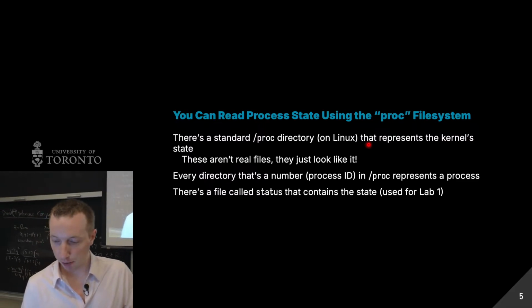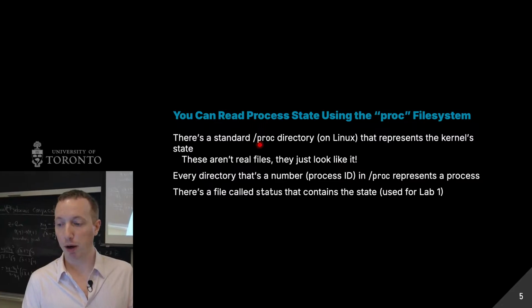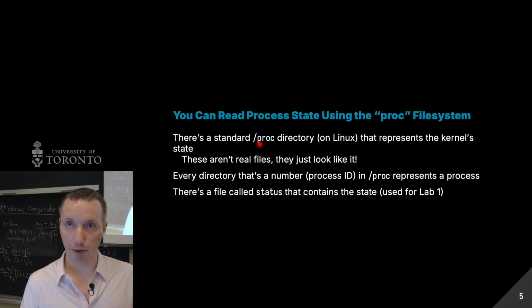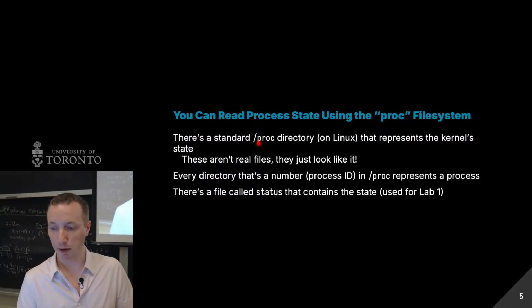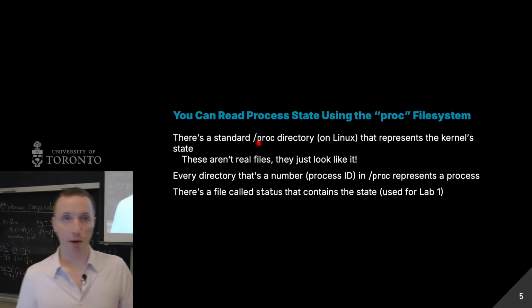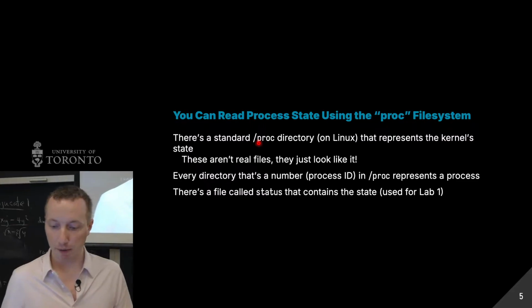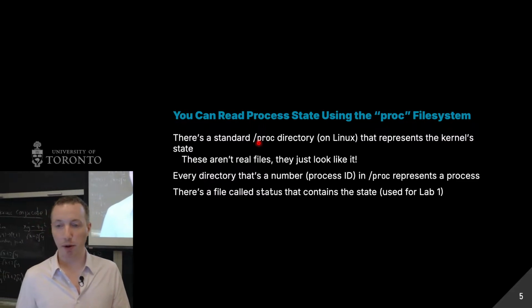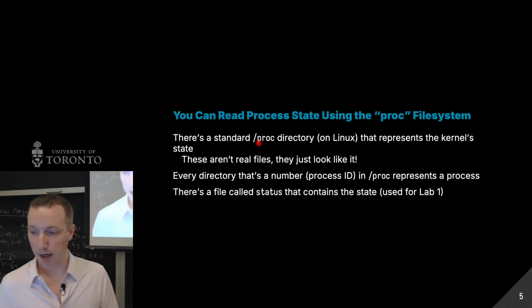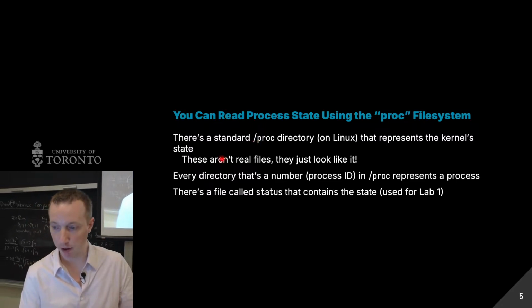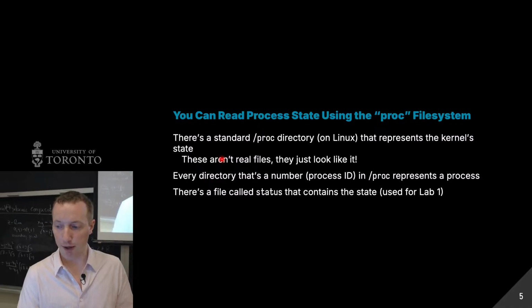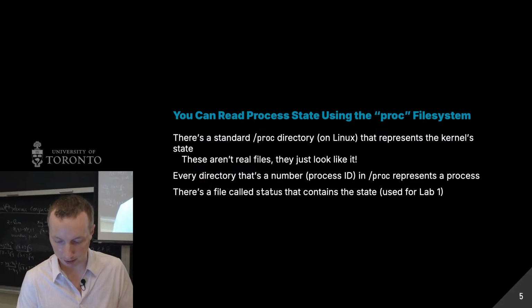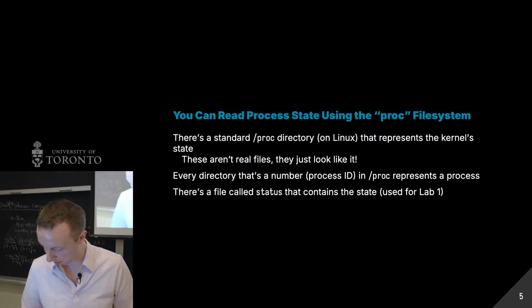So how it works is there's a standard proc directory, at least on Linux. For different kernels it's of course different, so this only works on Linux. They aren't real files, they just look like it, but every directory has a number, so that's the process ID, and it represents a process. And in Lab 1, you'll just be going through that directory and then reading a file called status that contains its state, and that's what you'll use for Lab 1.